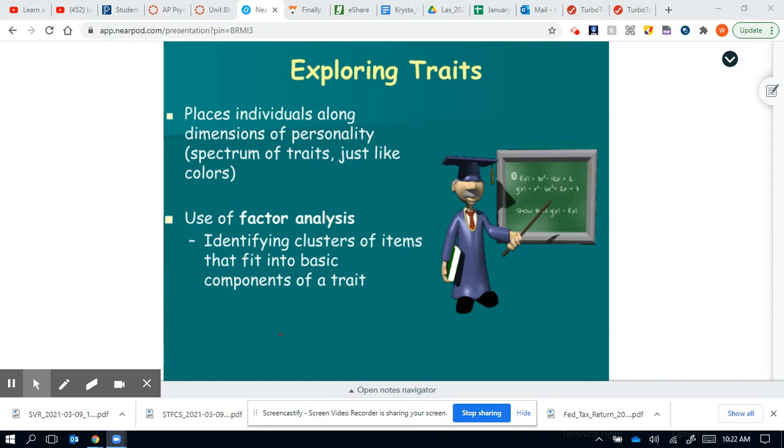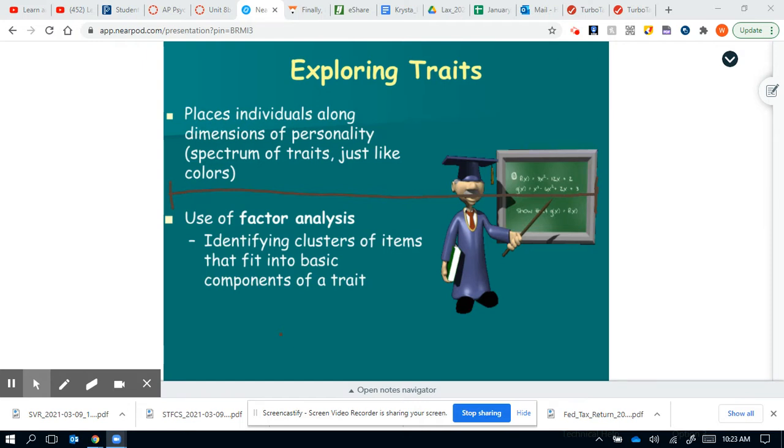All right, so trait theory says that our personality has different dimensions. We'll look and see what some of those dimensions are in a little bit. But dimensions are like larger aspects of personality, such as how extroverted are you? And it says that basically personality is a spectrum.